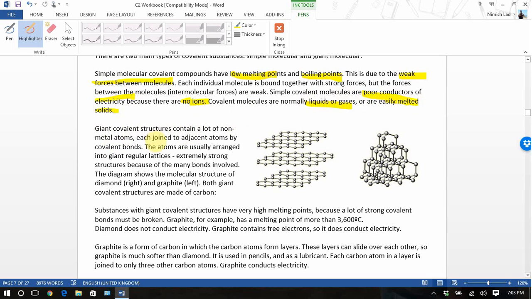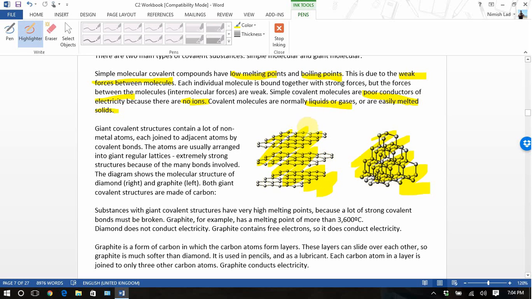Giant covalent structures contain a lot of non-metal atoms joined together to adjacent atoms by covalent bonds. So you can see over here they're joined to adjacent atoms by covalent bonds. The atoms are usually arranged in giant regular lattices. You can see that structure repeats itself, and over here as well. That's what we mean by lattice: a regular structure, and it's giant, it's repeating itself in a very large way. They are extremely strong structures because of the many bonds involved. The diagrams show diamond, which is on the right, and graphite, this one here on the left. Both of these are giant covalent structures made of carbon.